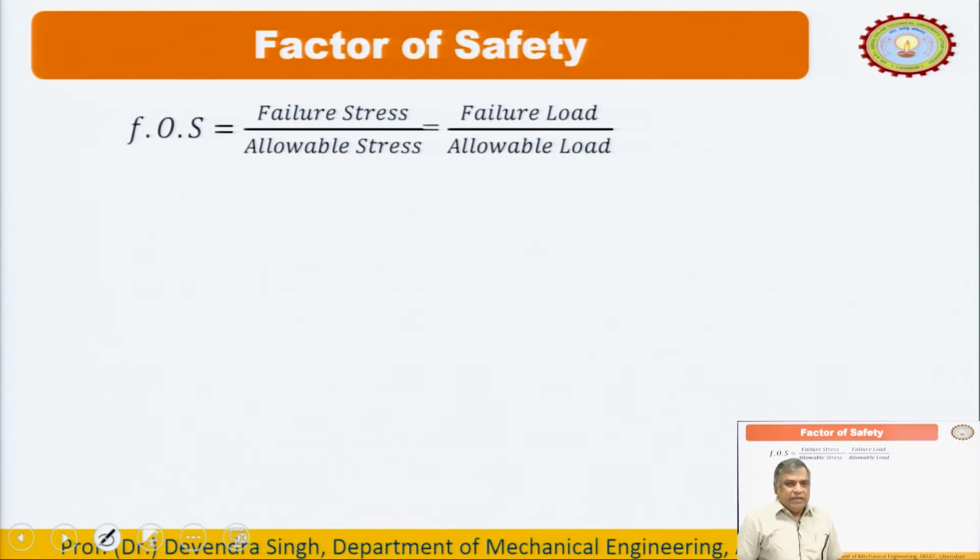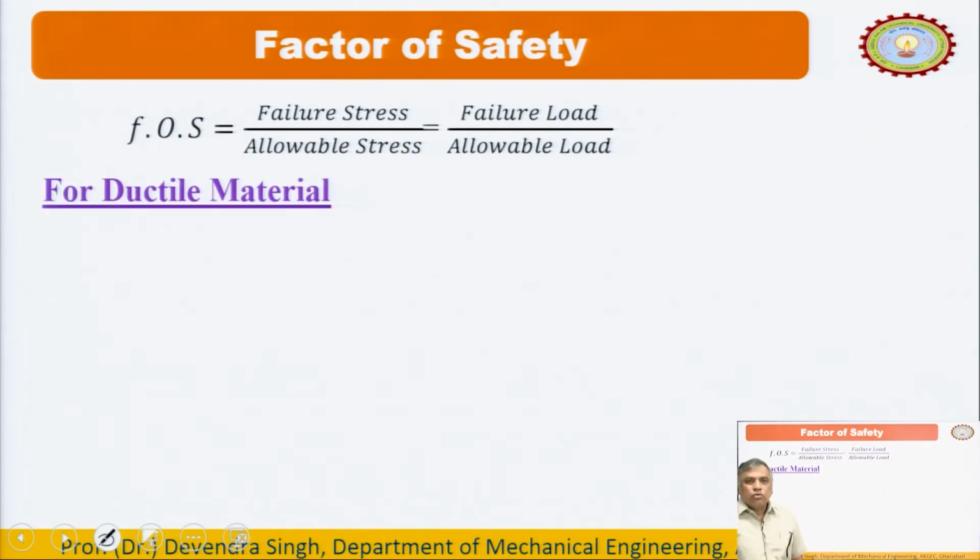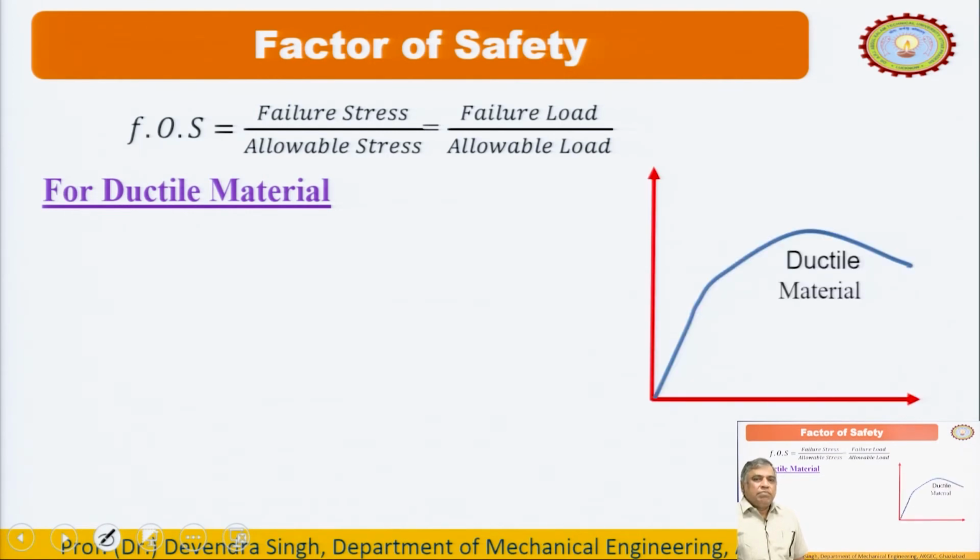So, on the basis of the materials, we may have two different formulas for brittle material and ductile material. For ductile material, we have discussed the stress strain diagram. So, this is ductile material. For ductile material, we as designers do not want to take the material beyond the elastic limit or the yield point. So, this S_yt is the failure stress for me, because I do not want to get my design into the failure zone, even in engineering failure.